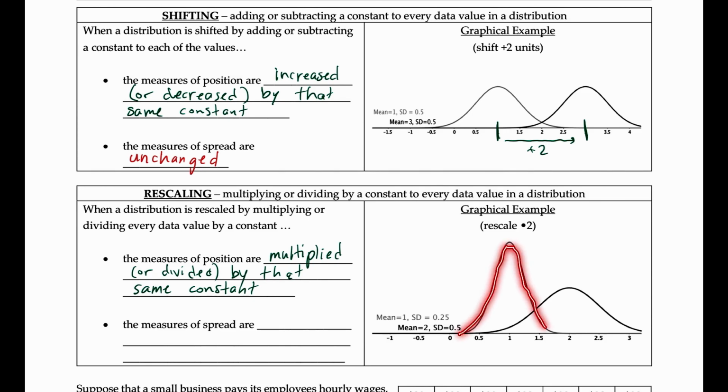Here's the original distribution. And what we've done is we've multiplied everything by 2. So what did that do? Well, we can see that originally there's your center, and now our center is here at 2. So we have now multiplied it all by 2. Measures of spread, though, this time around are not unchanged. This time around they're also multiplied or divided by that constant.